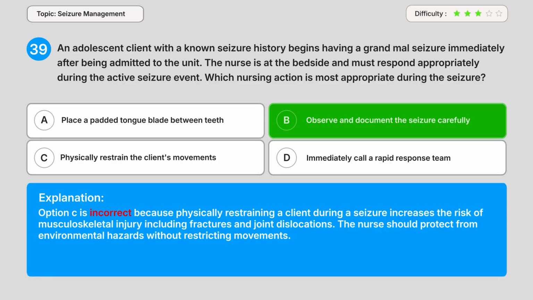Option C is incorrect because physically restraining a client during a seizure increases the risk of musculoskeletal injury, including fractures and joint dislocations. The nurse should protect from environmental hazards without restricting movements.